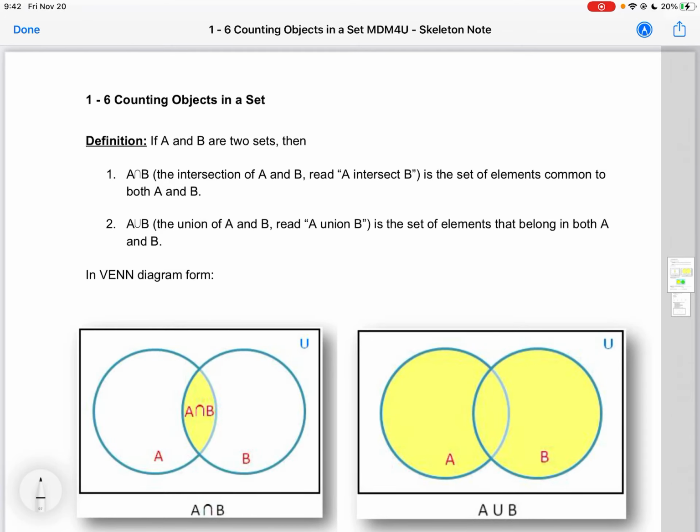Now that we've defined what a set is, we need to be able to count objects in a set and use our knowledge of sets to help us to do that more efficiently. So a few definitions you need to be familiar with.